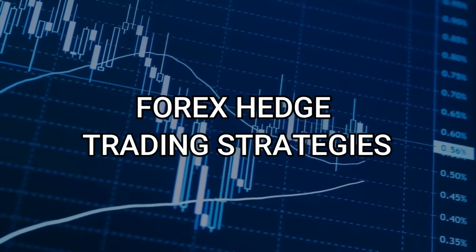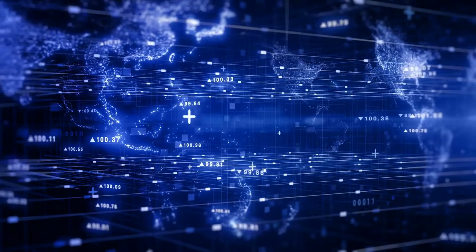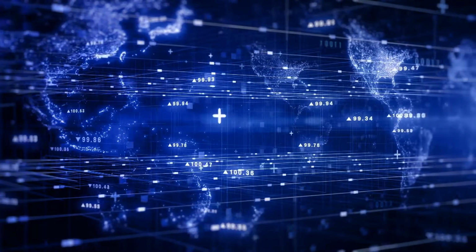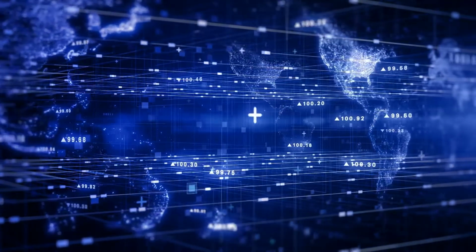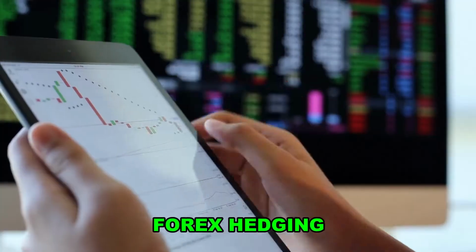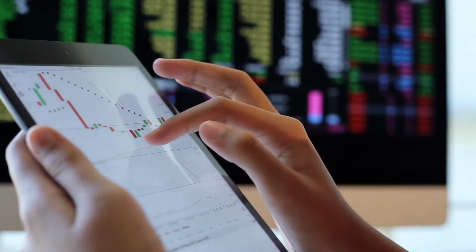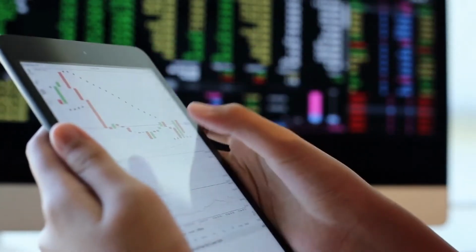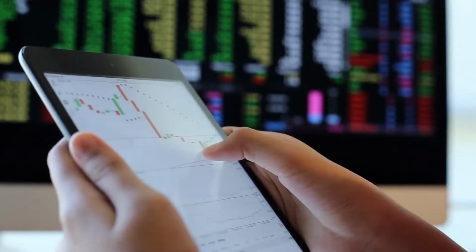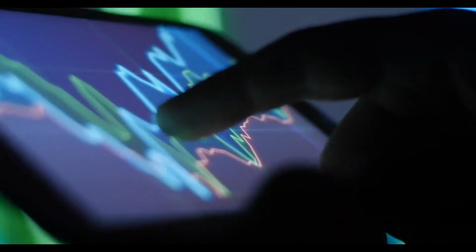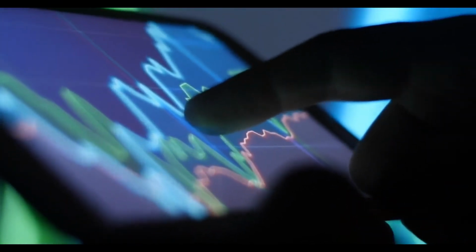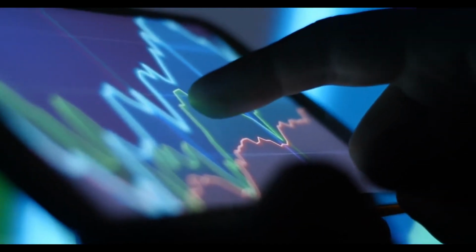Forex hedge trading strategies. The word hedge abbreviates a way of protecting oneself against financial loss or other adverse circumstances. Forex hedging is a method which involves opening new positions in the market in order to reduce risk exposure to currency movements.